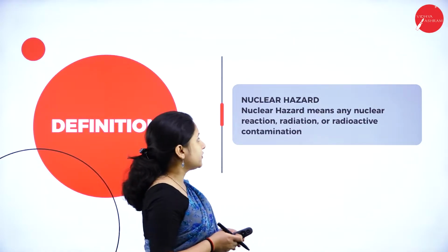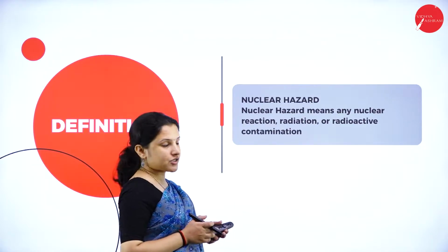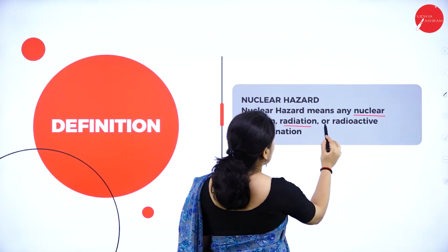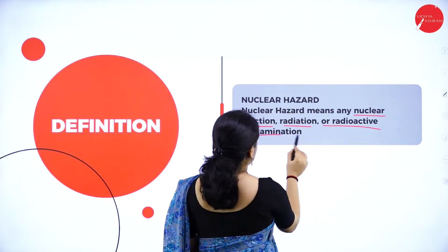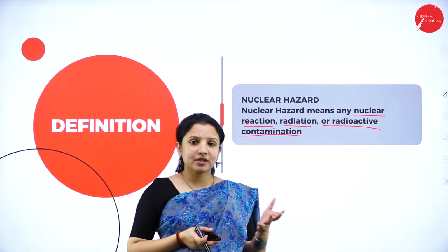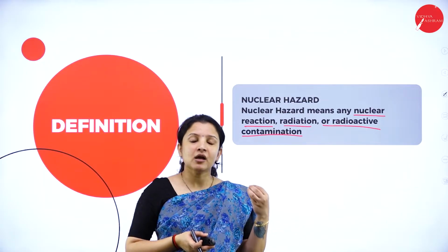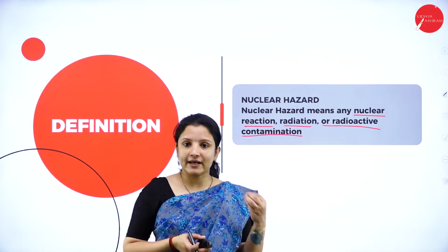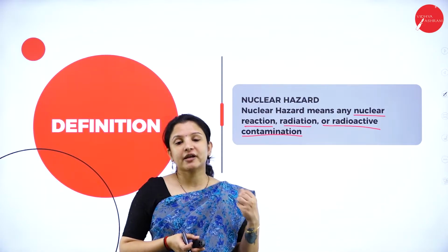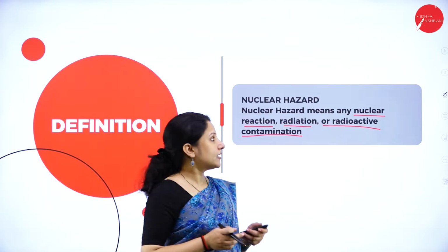The definition of nuclear hazard is nothing but any nuclear reaction, radiation or radioactive contamination is called a nuclear hazard. So, nuclear hazard can contaminate the soil, water, air and the environment as a whole. So, any contamination that occurs because of the radioactive substances, we call it nuclear hazards.